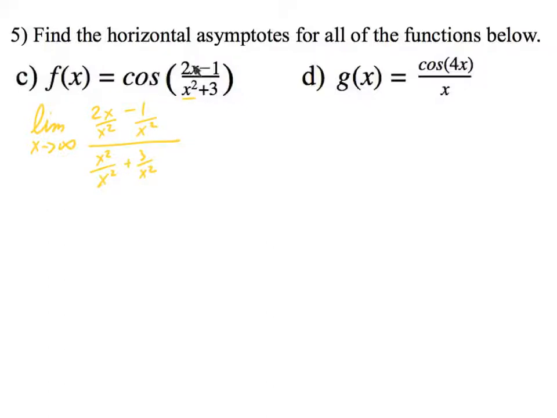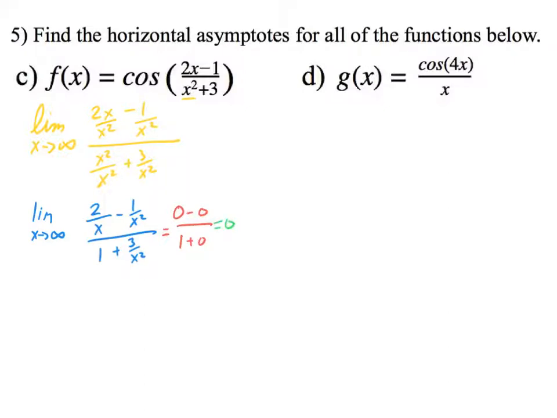So I'm taking the limit again of the inside as the inside approaches infinity, and seeing what happens as x approaches infinity on the inside. If we simplify this down, we will now get the limit as x approaches infinity of 2 over x minus 1 over x squared, over 1 plus 3 over x squared. And when you do that, if you plug in infinity, you get 0 minus 0 over 1 plus 0, which looks like we get 0.